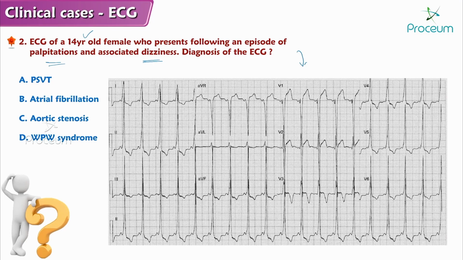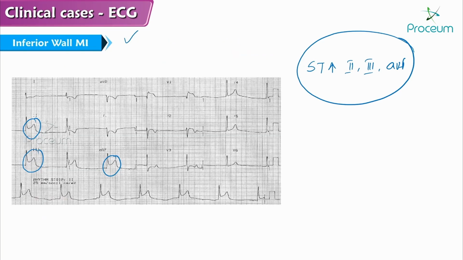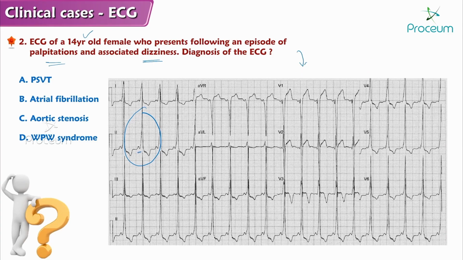Now, if you closely observe this particular ECG, you take one individual complex. What you are able to make out is, you take the PR interval. The PR interval is short. When do you call it a short PR interval? When the PR interval is less than 120 milliseconds, we call that a short PR interval. So the PR interval in this particular complex is short.